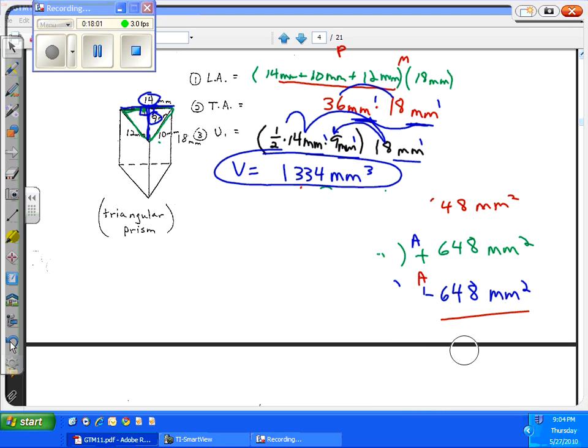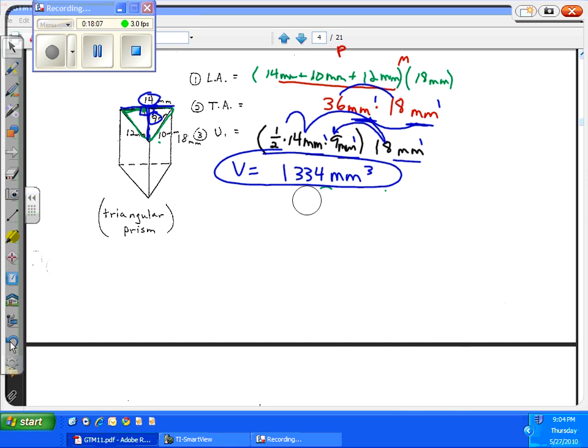because we've mainly dealt with perimeter and area and we haven't dealt with volume. So let's do a conversion in volume. Let's say we wanted that in cubic centimeters. So we would have 1,334 cubic millimeters.